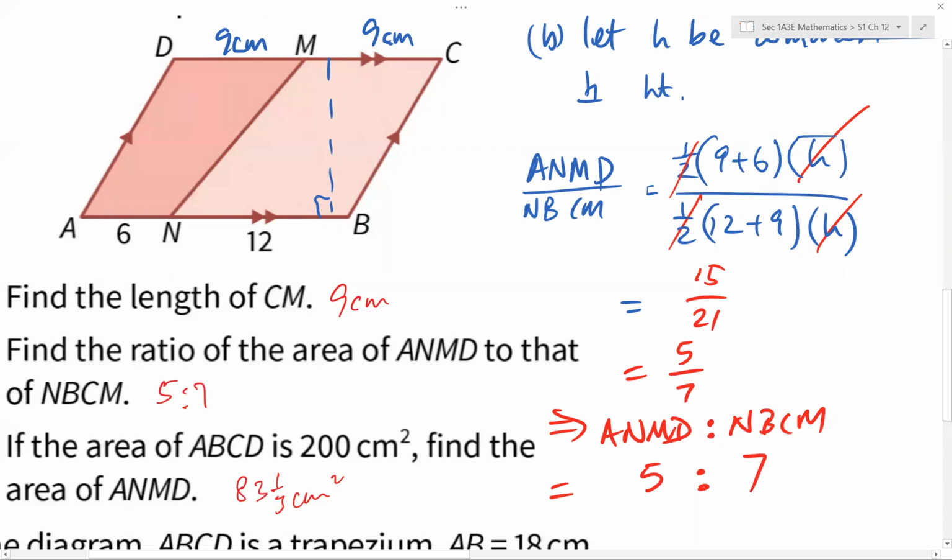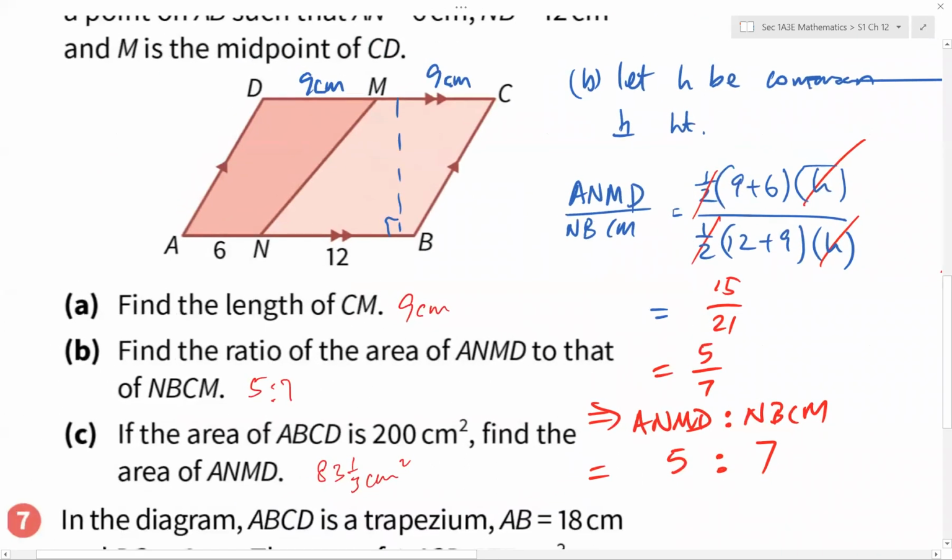Okay, we don't need to find the height. And now they are telling us, oh, the area of ABCD, the entire quadrilateral, has area of 200. Entire area is 200 square centimeters. Find the area of ANMD, just the smaller one.